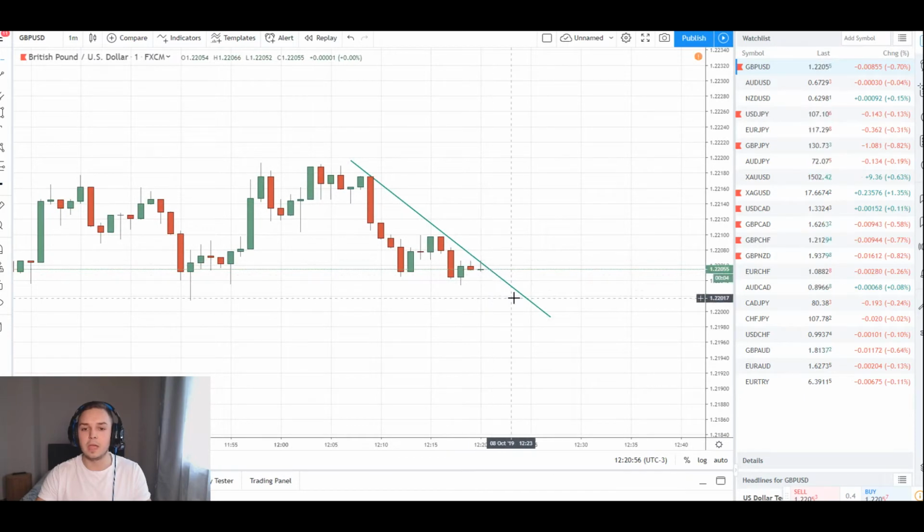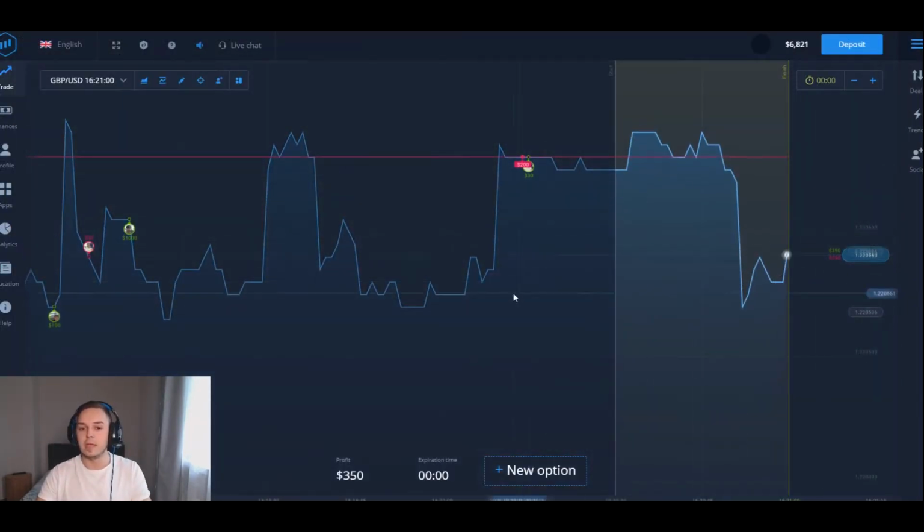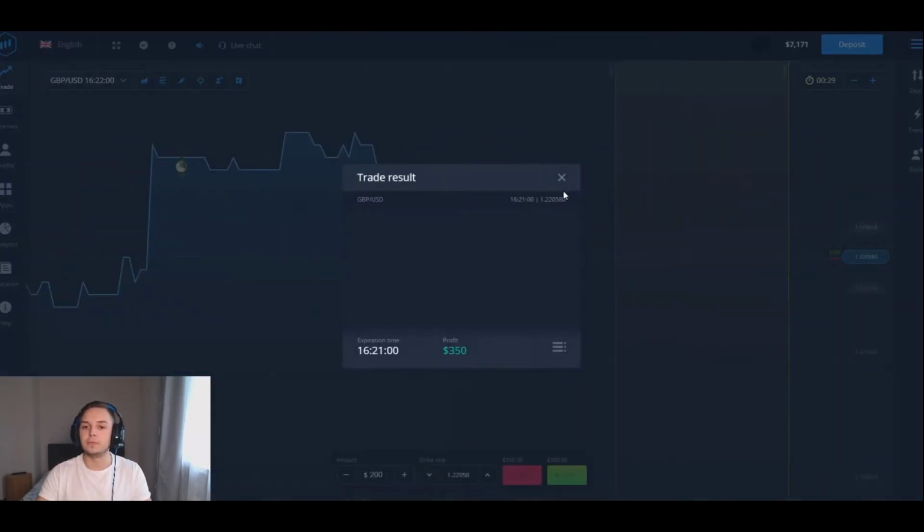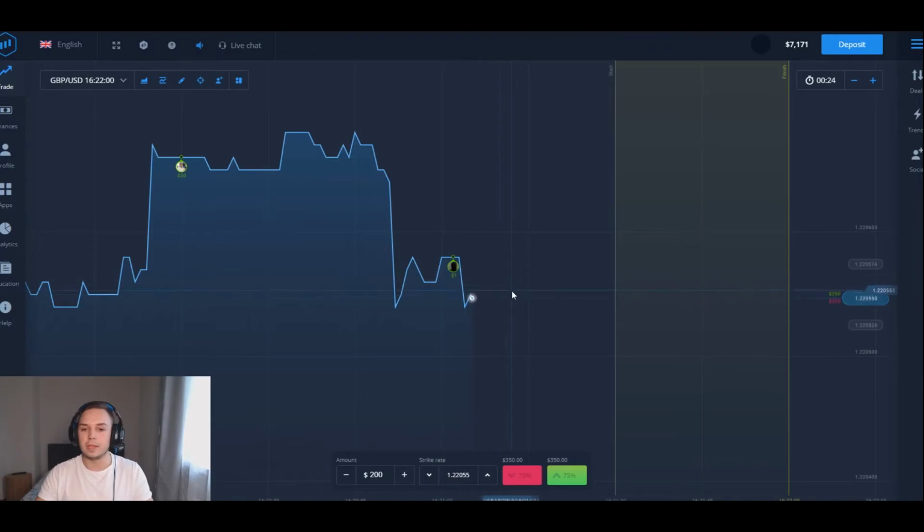And as you can see, it's gaining a lot of sell orders now. So let's see. Yeah, it's going down. Very nice. Profit 350. I'm not sure why it's free. Oh yeah, it is 350. Yeah, that's fine. Let's see.